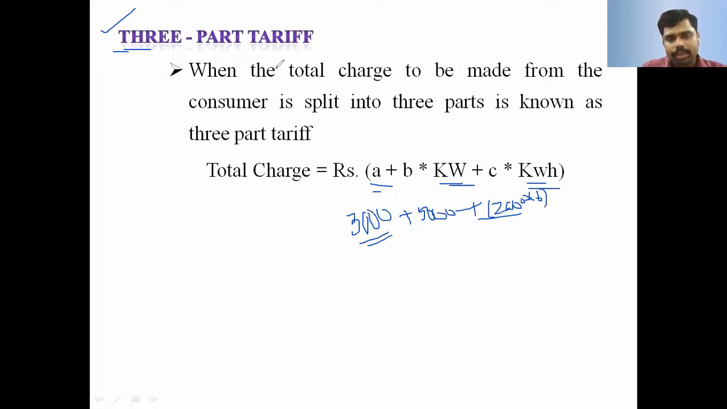In the three-part tariff, the 3 parameters are: one is the fixed cost, the second is the maximum demand, and the third is the number of units utilized. The maximum demand is represented in kilowatts. The units consumed are represented in kilowatt hours.